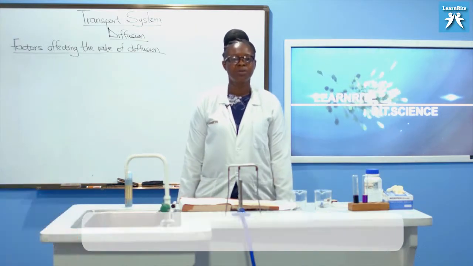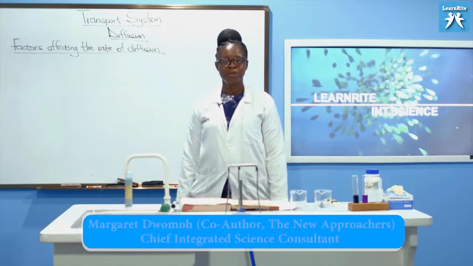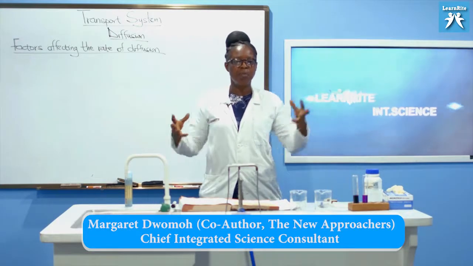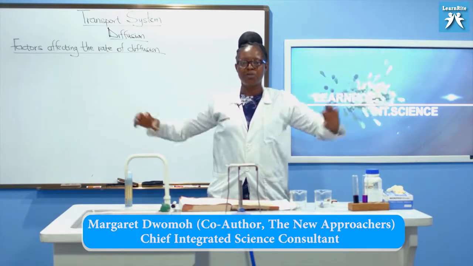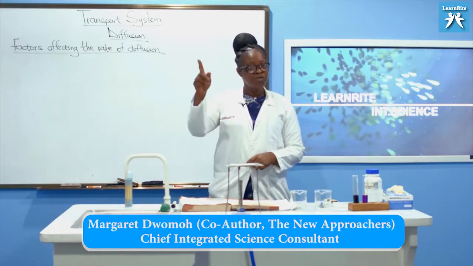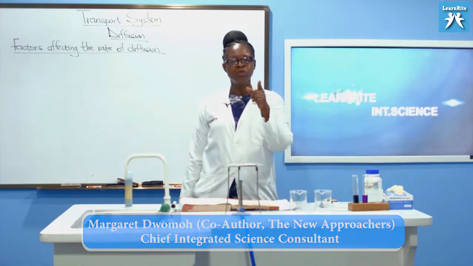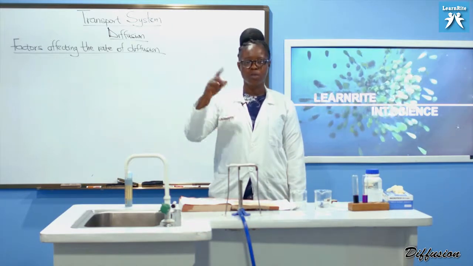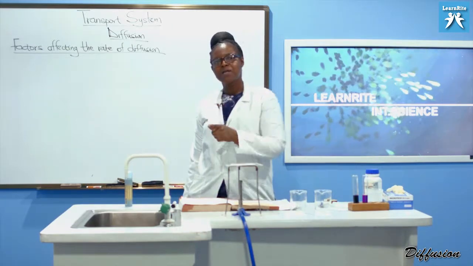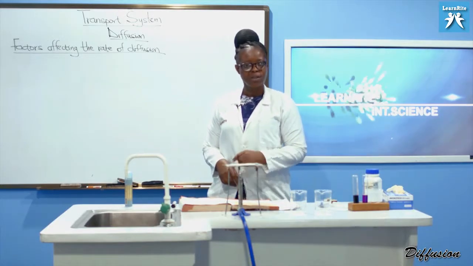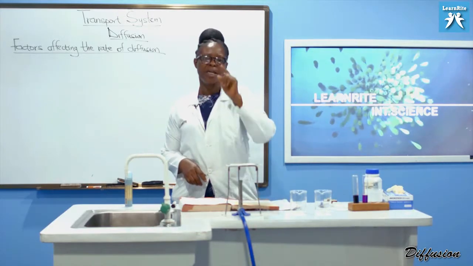In our previous lesson, we talked about the transport system, the three main ways through which substances can move into the cells and also come out from the cells. Do you remember? Yes, number one, active transport, good. Number two, diffusion. Number three, osmosis. We also talked about the definition of diffusion. Do you remember the definition?